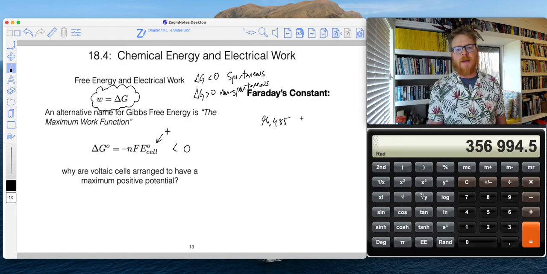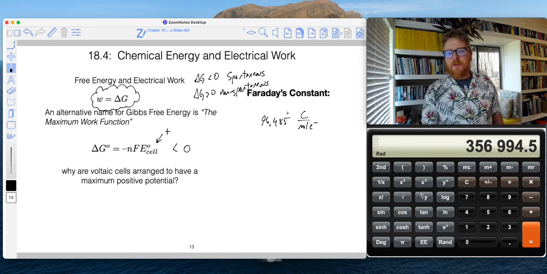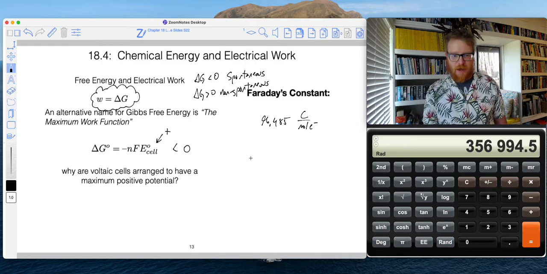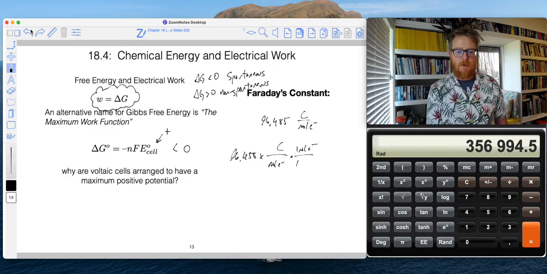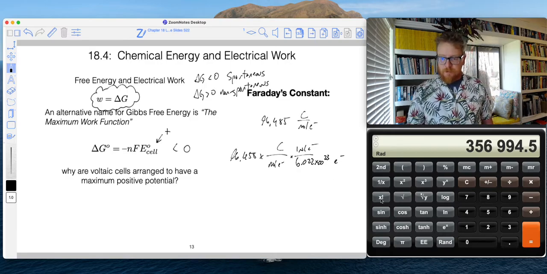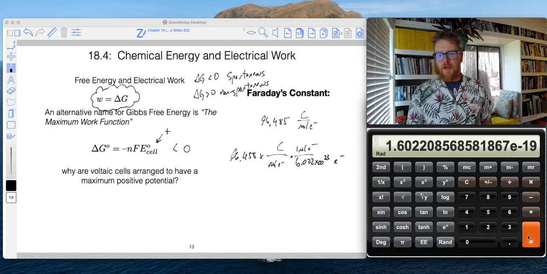So 96,485 coulomb per mole of electron. Well, as it turns out, if instead of thinking of this as charge per mole of electrons, what's the charge of one single electron? Okay, and so we can play with Avogadro's number there to see what that will be. So coulomb per mole of electron, and in 1 mole of electrons, there's 6.022 times 10 to the 23 electrons. And so if we carry that out here, 96,485 divided by 6.022 e to the 23, and yup, there's the number.